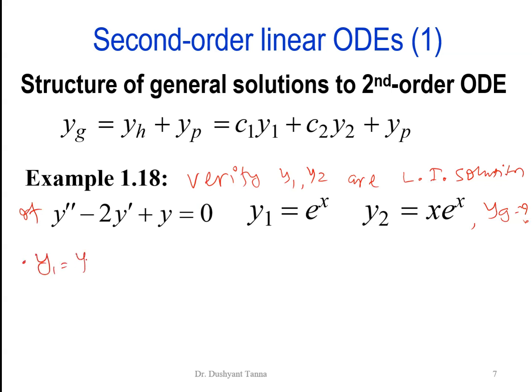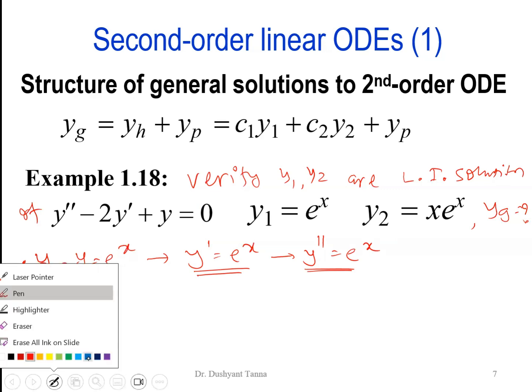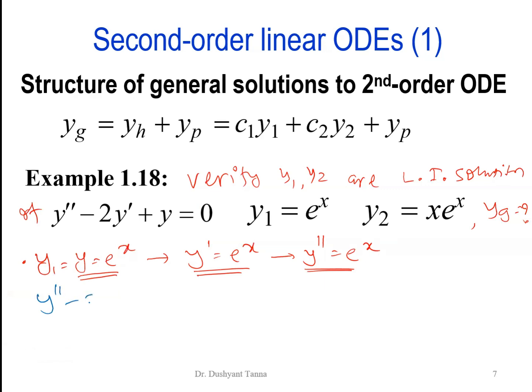When I say y1, which is y equal to e raised to x, my y dash is e raised to x, and my y double dash is e raised to x. Please recall differentiation of e raised to x is e raised to x, right? You can differentiate it once more, it still remains e raised to x. Now I have the values of y dash and y double dash, which I'll replace in the original equation. My equation is y double dash minus 2y dash plus y. I don't write equal to 0 because I'm verifying it. I'm not yet aware whether that will be 0 or not.